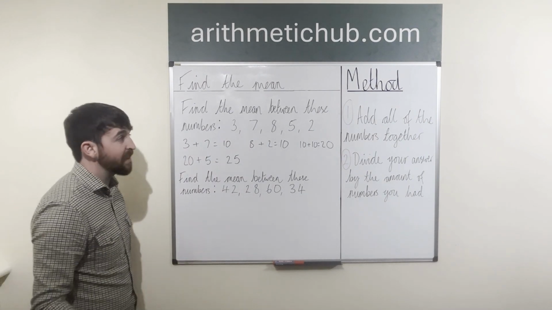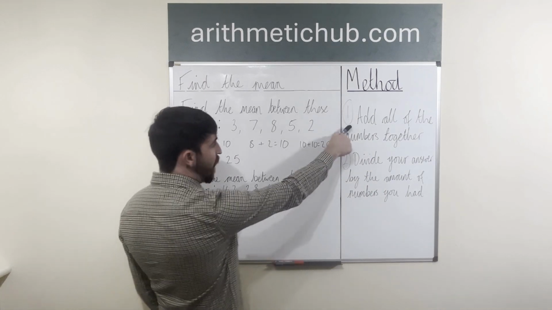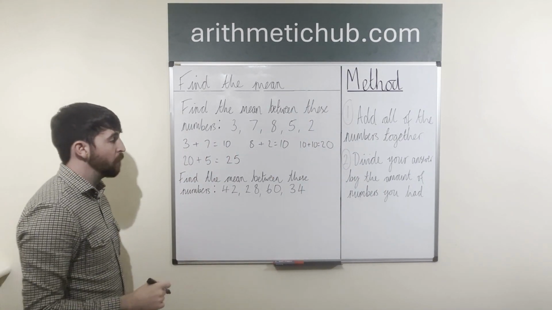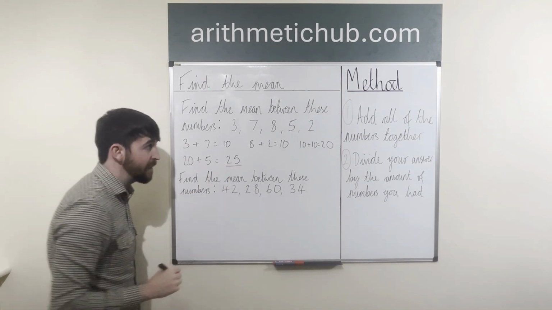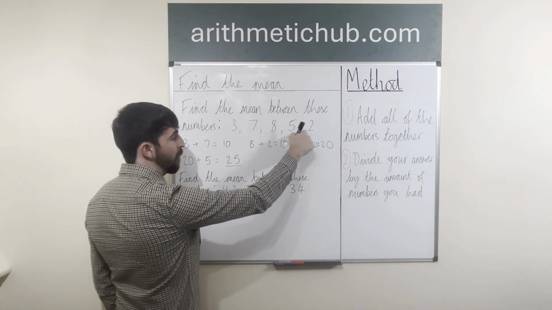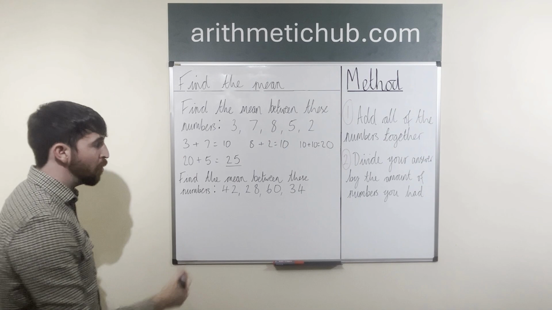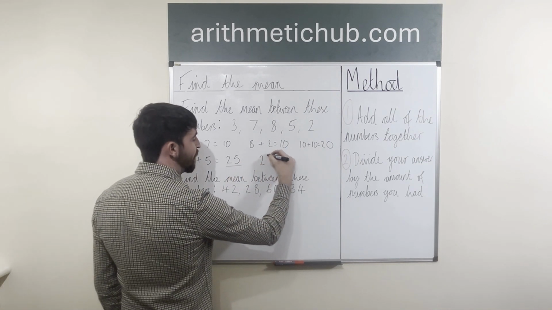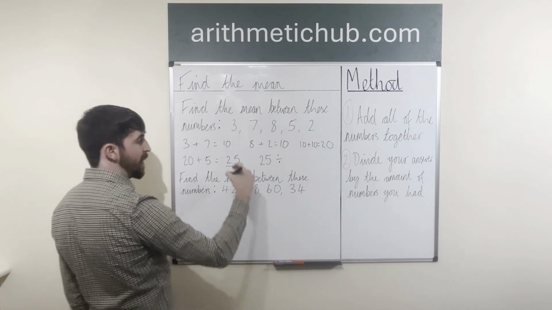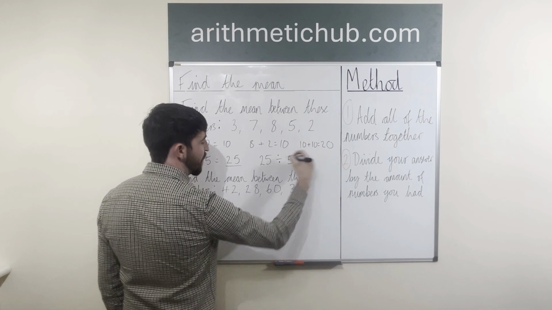Okay, now let's have a look at the second part of our method. So the second part of our method says divide your answer by the amount of numbers that you had. Well, my answer is 25. And the amount of numbers that I had: 1, 2, 3, 4, 5. So I had 5 numbers. So all I would do is I would do 25, which was my answer, and I'm going to divide it by 5 because that's the amount of numbers that I had.